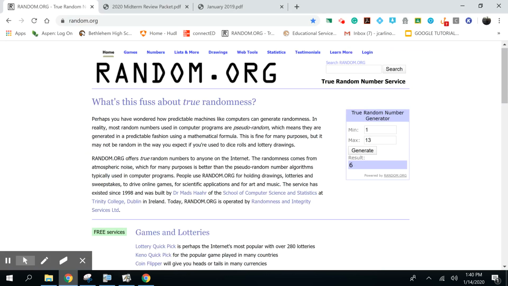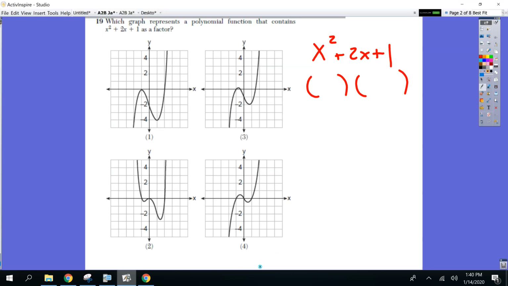Here we go. Help me factor that. Now it's going to get live. 2 numbers that multiply to what? Okay. Can we stop there? How do I make them add to 2? Good. x plus 1, x plus 1.